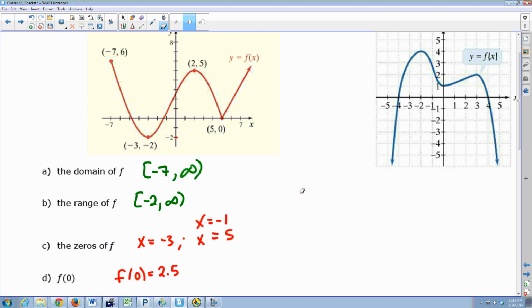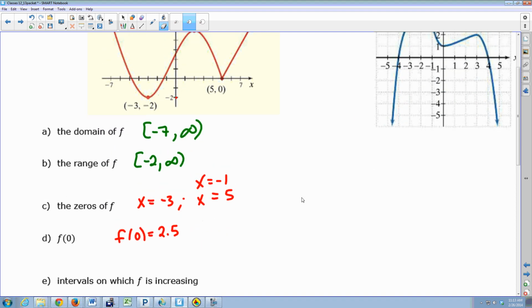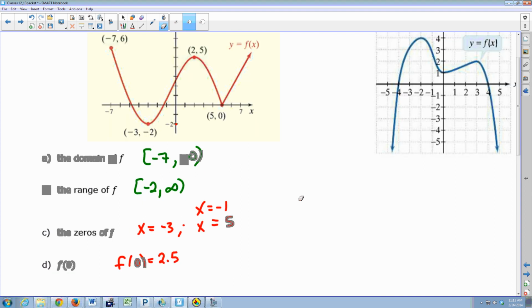All right. Intervals on which f is increasing. So let me help you with this. Intervals where f is increasing. Find your high point, on any portion of your domain. So here's my high point. Any part of my graph that comes before that high point has to be increasing. So what's the interval where that's increasing? Yep.